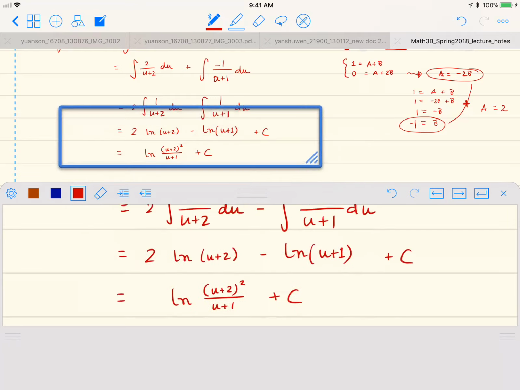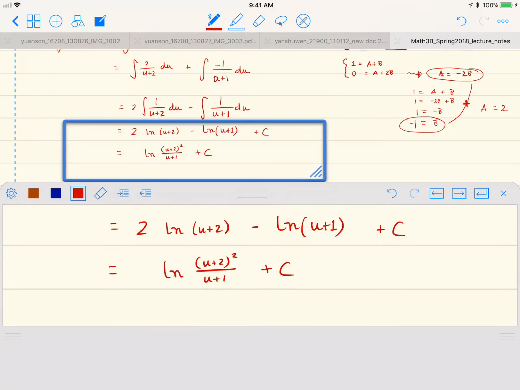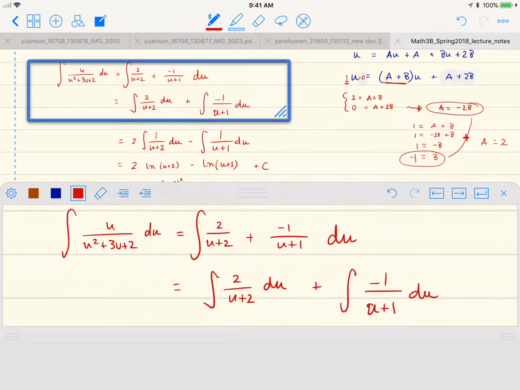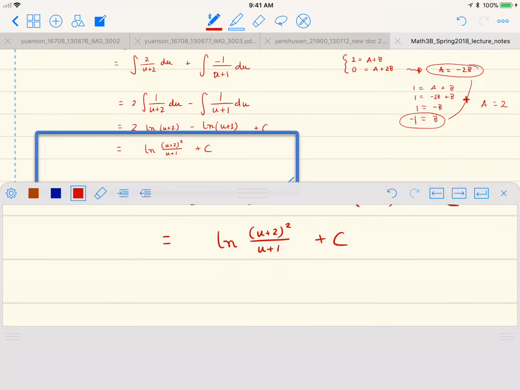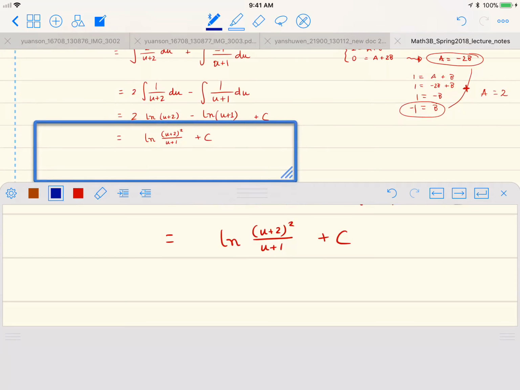All right, so this is what I got for my answer. Natural log of u plus 2 squared divided by u plus 1. Okay, so I'm going to go ahead and now I need to back substitute. So remember that u is really a stand-in for e to the x.